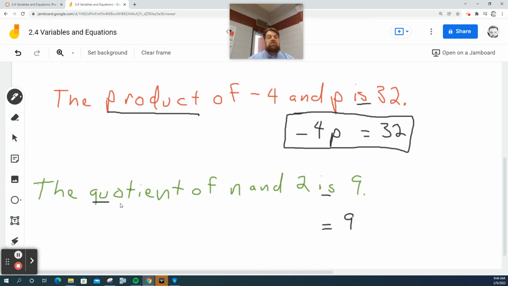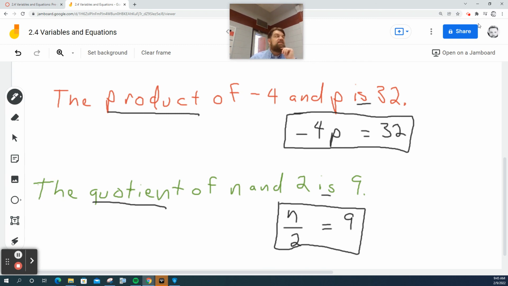Same thing, quotient is what type of problem? Division. Thank you. And the order is important. Is it going to be n divided by 2 or 2 divided by n? n divided by 2. So whatever's first goes on top. Okay. So now you could say n divided by 2, but what's another way we could write it? As a fraction. So that's exactly right. We're going to write it as n over 2. Okay. Very good. Excellent. And that's it. That's it for that.